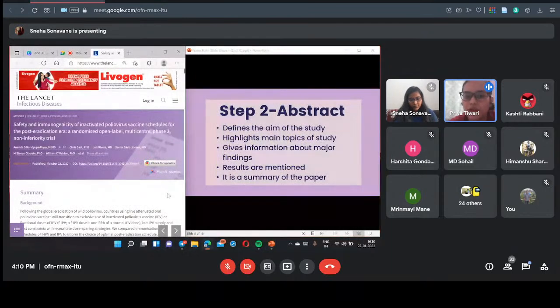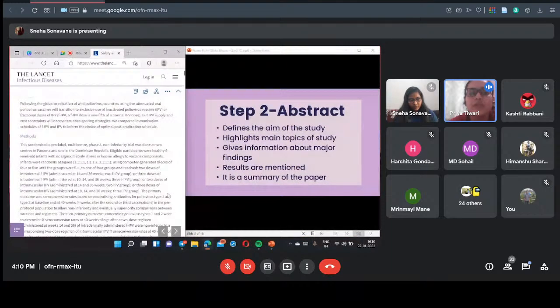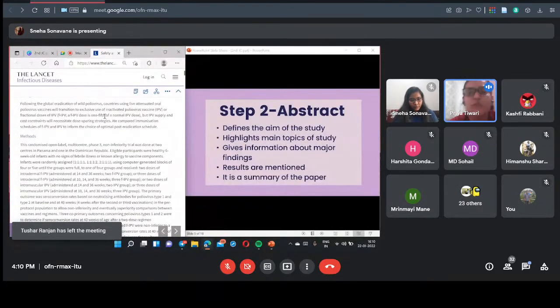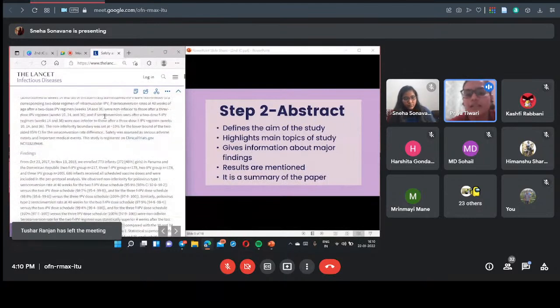Then you'll read the abstract of the paper. So why abstract? Because the abstract is the summary of the paper. It defines the aim of the study, it highlights the main topics of the study, gives information about the major findings, and results are mentioned.